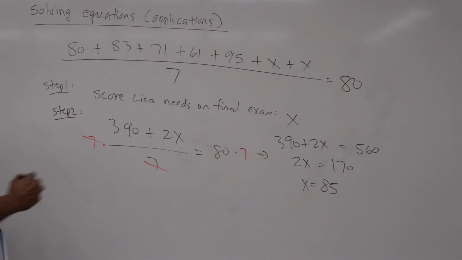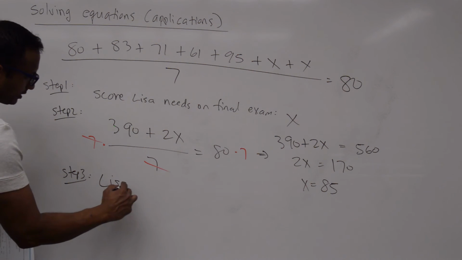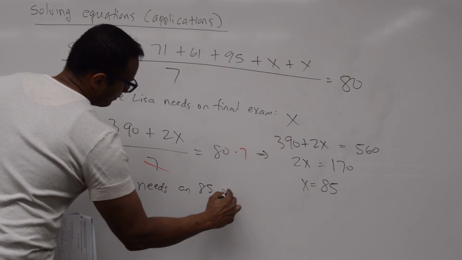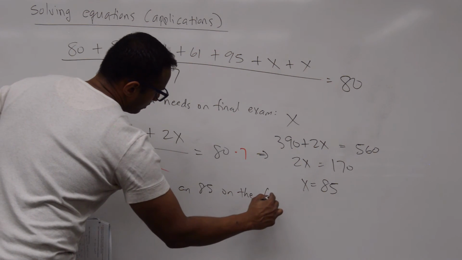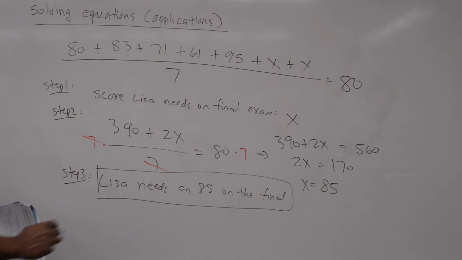So in step 3, we write this as a full sentence. So we can say that Lisa needs an 85 on the final in order to have an average score of 80%.